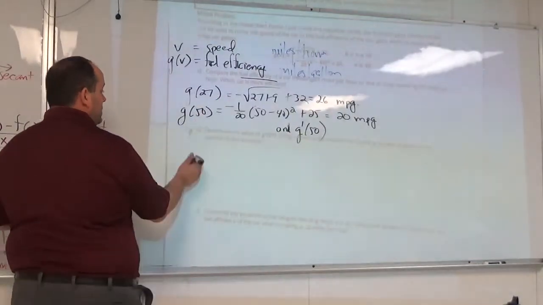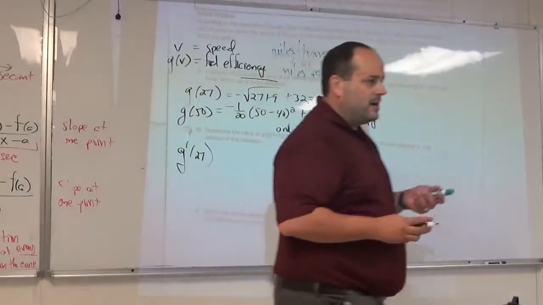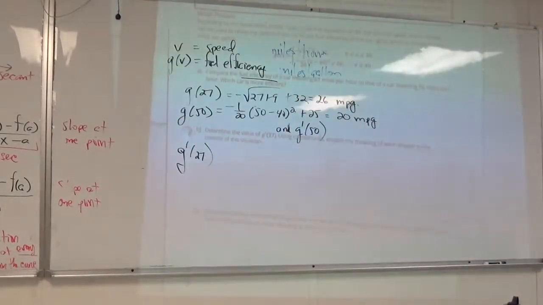Part B, finally, go find G prime of 27. I want to be a proud papa. Oh, that wasn't deep. For this particular one, you're more efficient at 27.